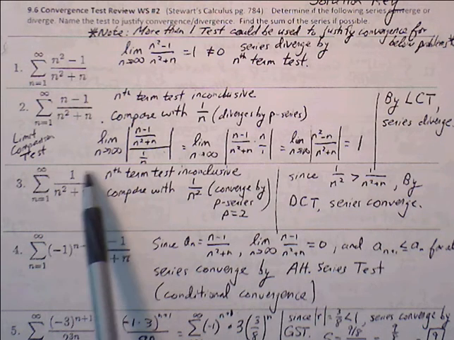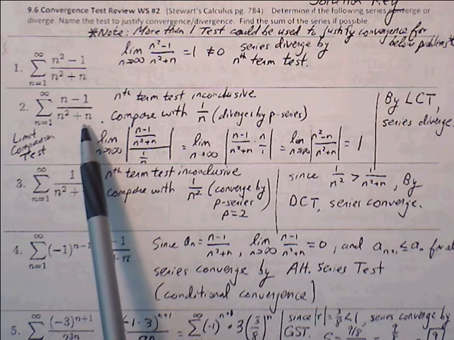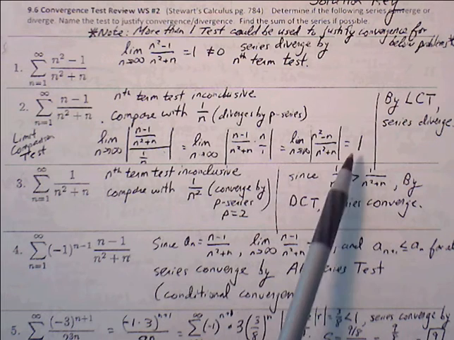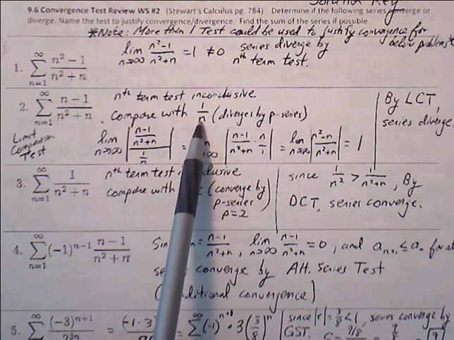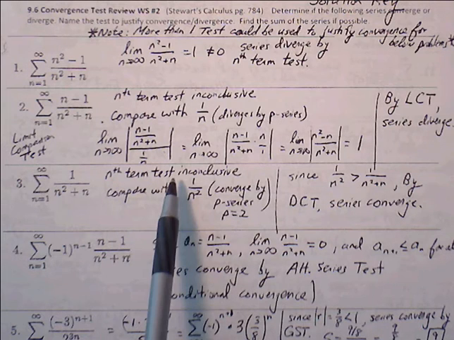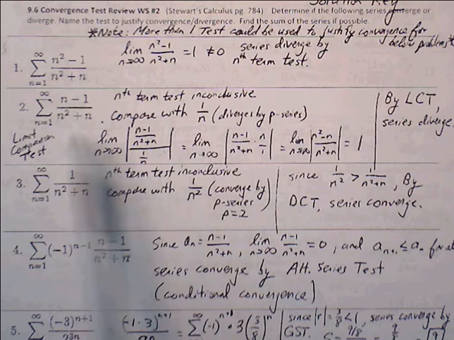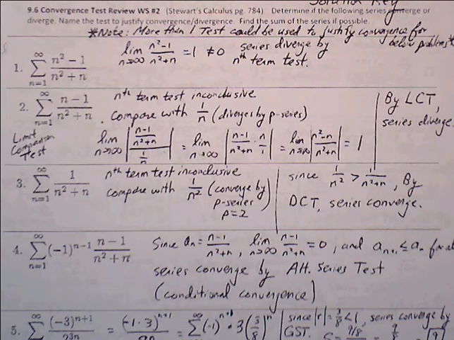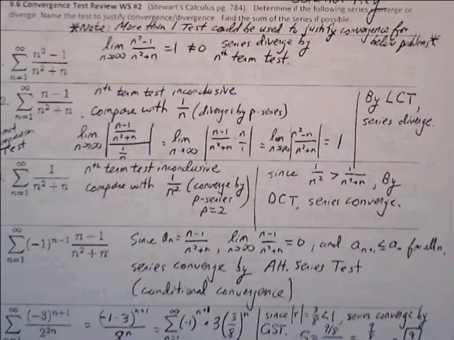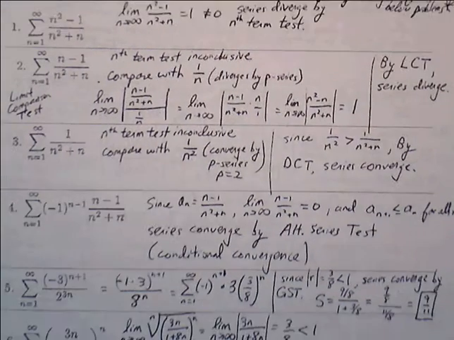And so the limit comparison test says if our result is a real number, then these two series must share the same relationship, that they're both converging or they're both diverging. In this case, 1 over n diverges, so we know that n minus 1 over n squared plus n must also diverge.